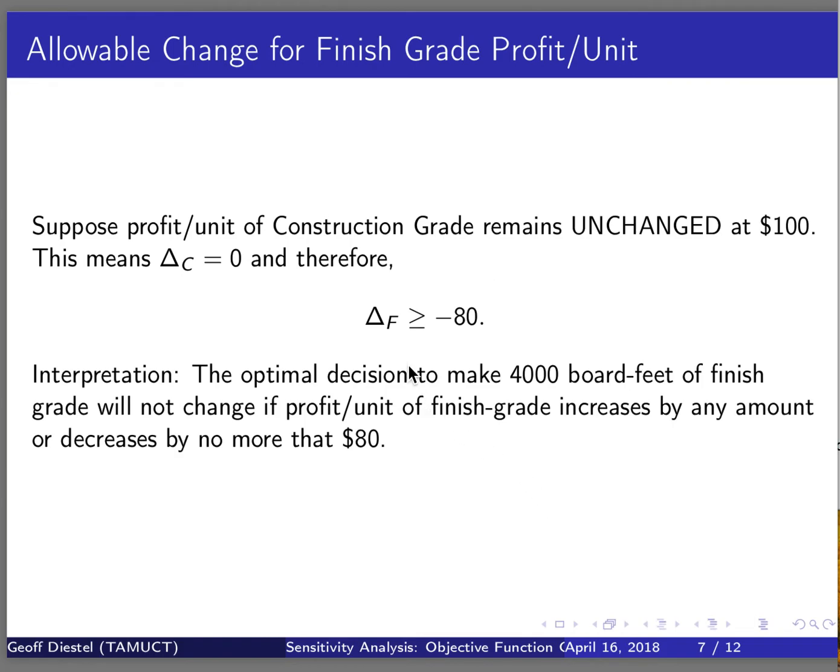Simplifying those two, again, letting delta C be 0 and using that inequality from the last slide, we see that as long as the construction grade profits don't change from 100, it stays at 100, the profits for the finished grade lumber can decrease by at most $80 per 1,000 board feet before we would have to make a new decision.